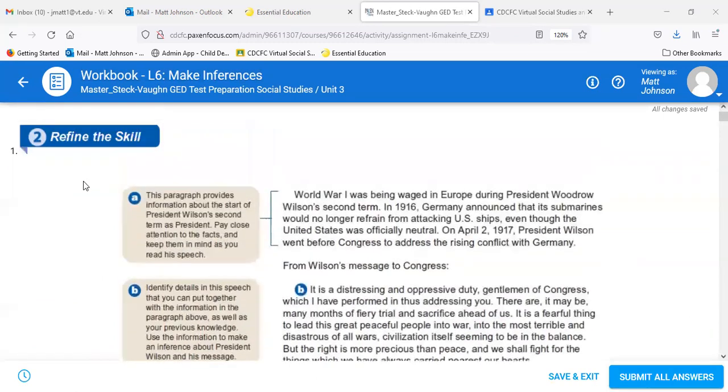All right. So again, we're talking about World War I and President Wilson. World War I was being waged in Europe during President Woodrow Wilson's second term. In 1916, Germany announced that its submarines would no longer refrain from attacking U.S. ships, even though the United States was officially neutral. On April 2nd, 1917, President Wilson went before Congress to address the rising conflict with Germany.